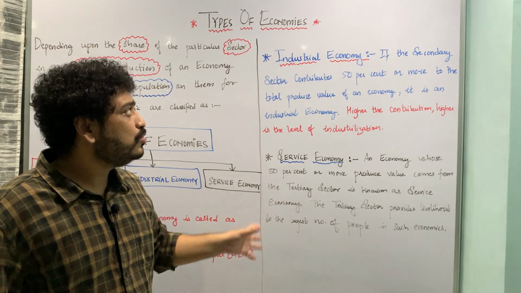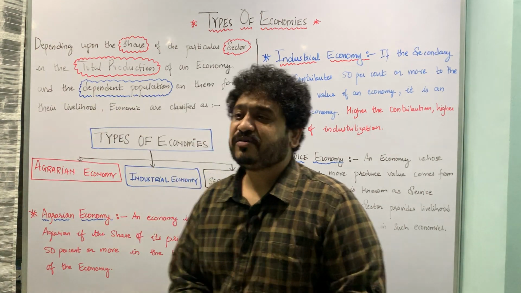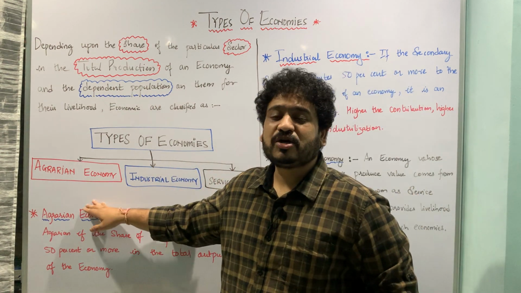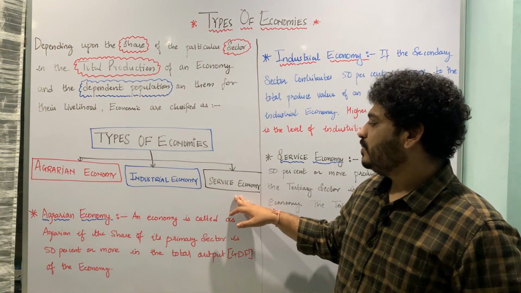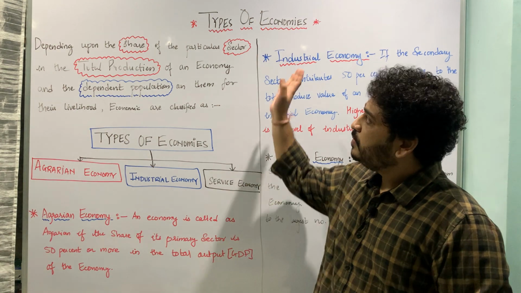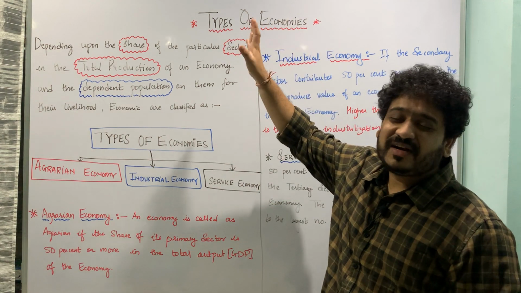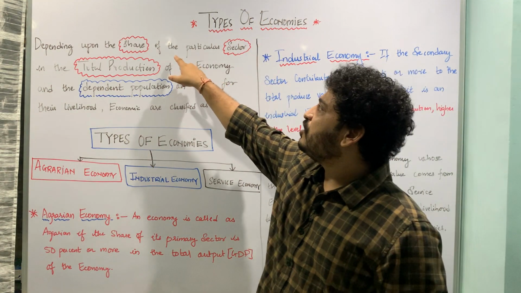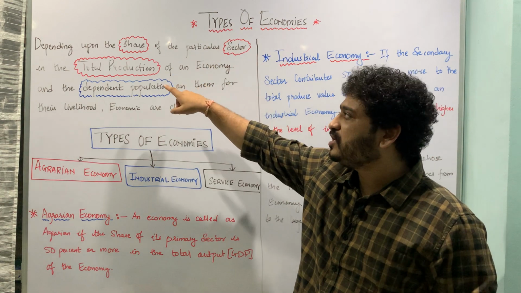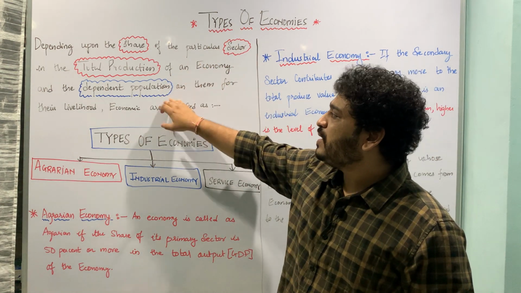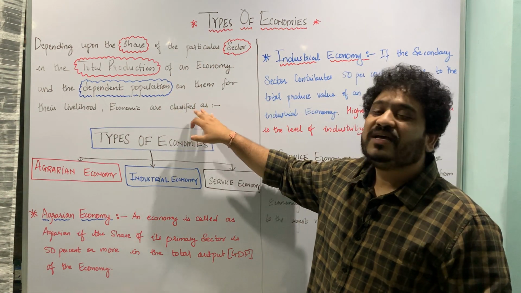So, this is how you look at the three different types of economies: the agrarian economy, the industrial economy and the service economy. I hope the idea of the different types of economy, depending upon the share of a particular sector in the total production and the dependent population on them for livelihood, is pretty much clear.